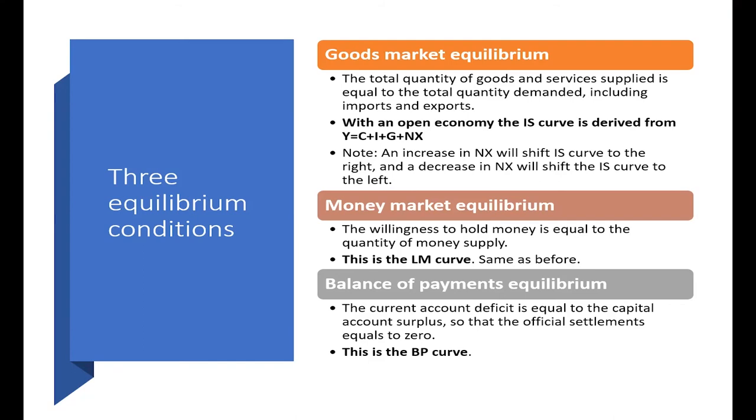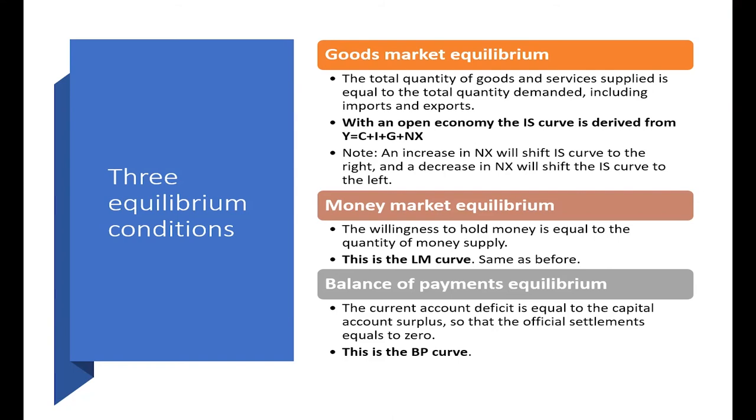So let's look at the goods market. What has changed when we open the economy? Notice that in lesson two, we did not have imports and exports because the economy then was assumed to be closed. Now we have imports and exports in a situation of an open economy. Therefore, our equilibrium equation has to take that into account. And so instead of Y equal to C plus I plus G only, we now have net export, NX, exports minus imports, added to the equation.